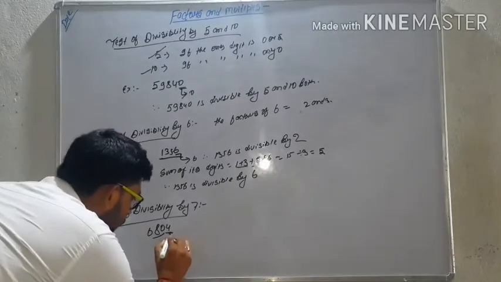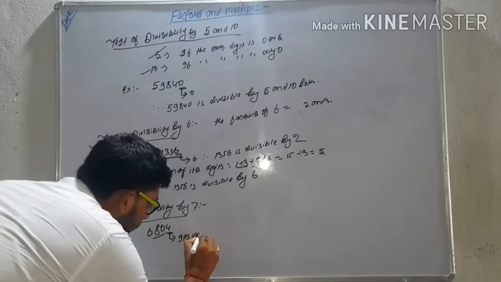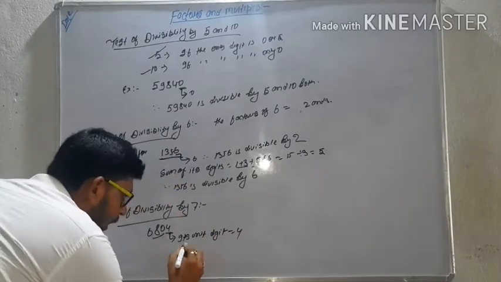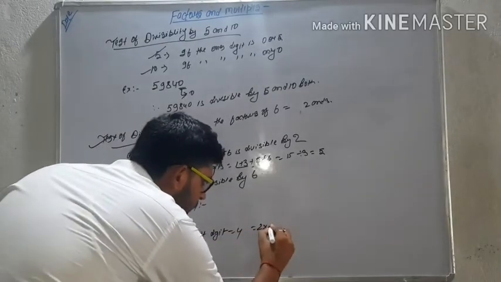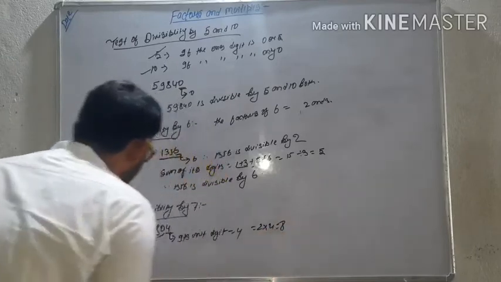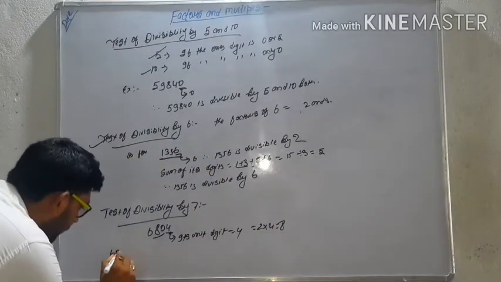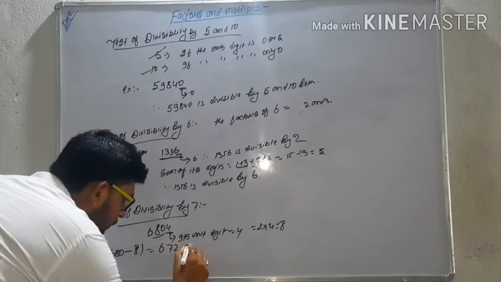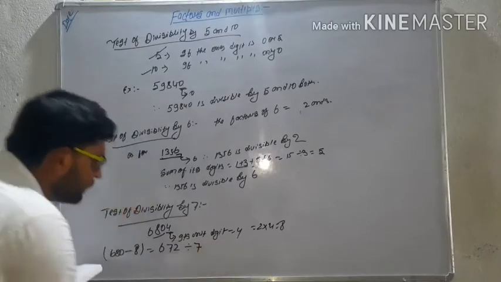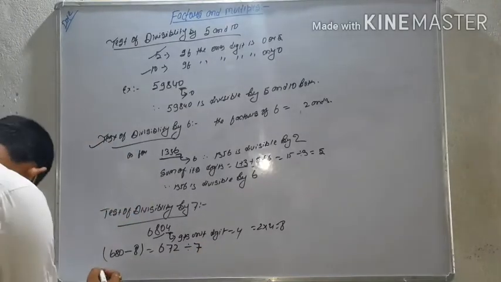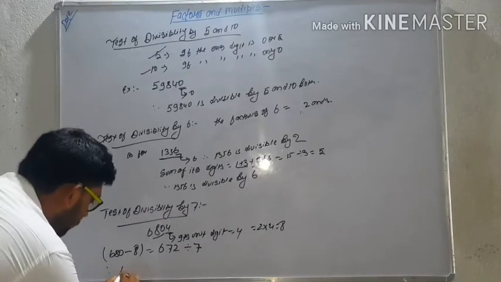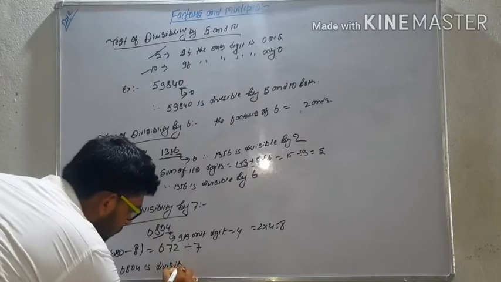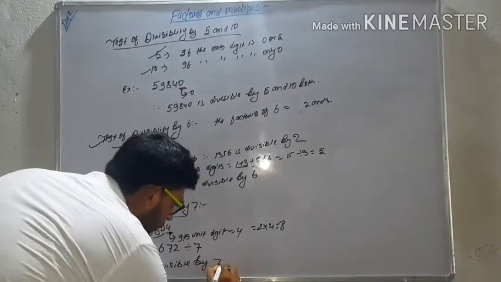Now, the unit digit is equal to 4. When doubled, 2 into 4 equals 8. Now, when we subtract, 80 minus 8 is 72, and 72 is divisible by 7. Therefore, 804 is divisible by 7. That's all.